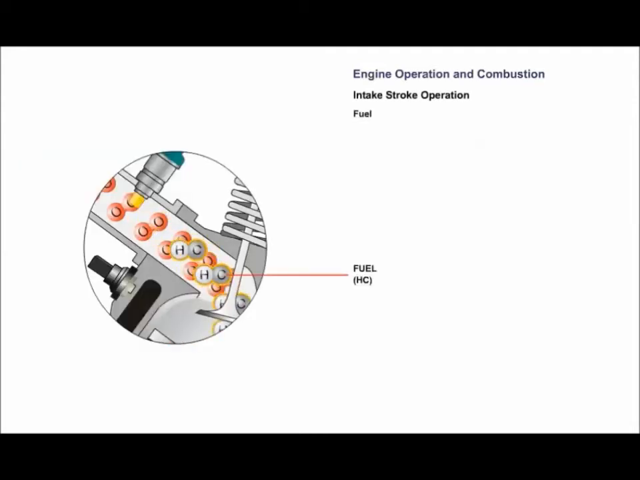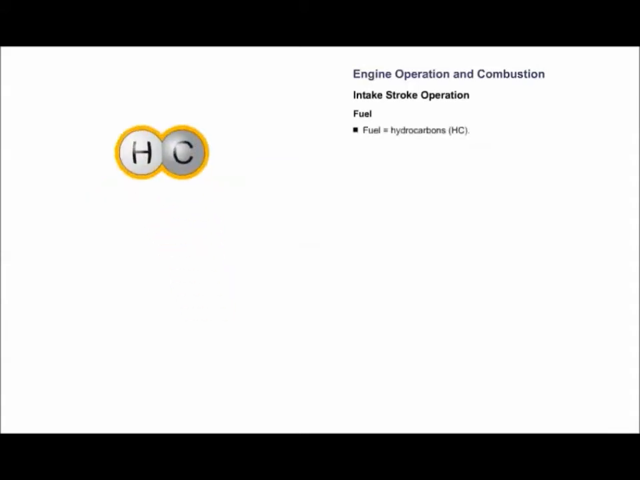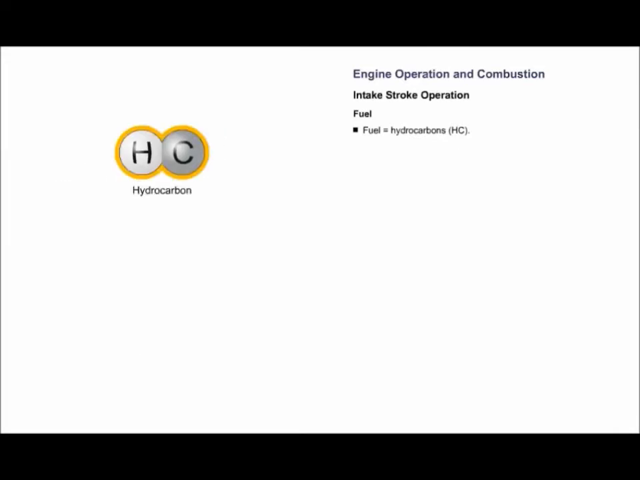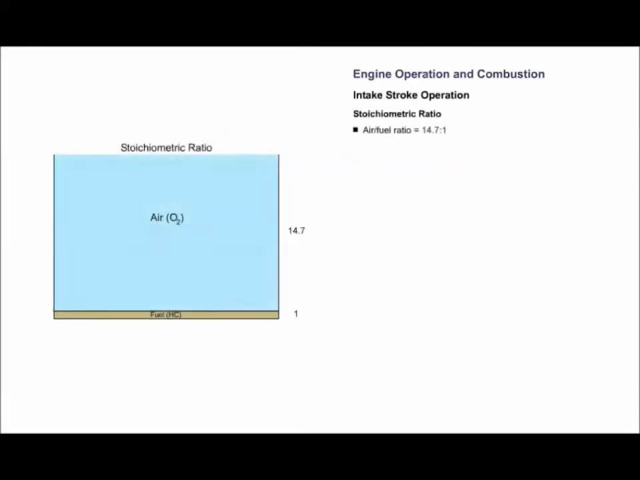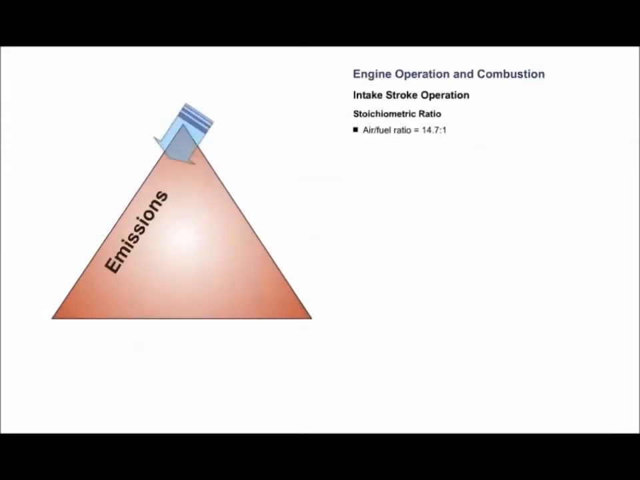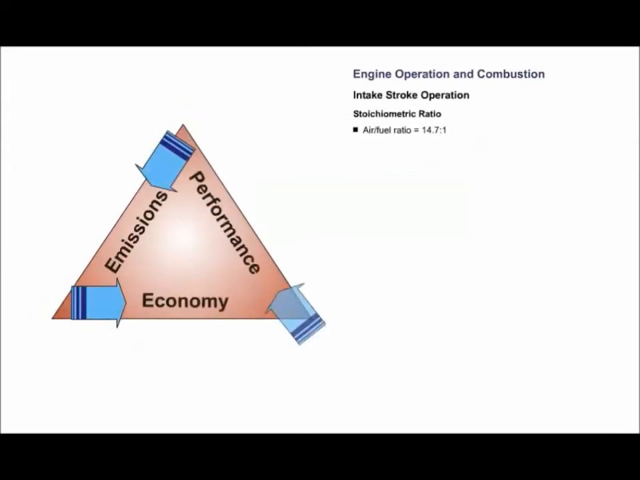A hydrocarbon is a hydrogen and carbon atom that has bonded together. Fuel is hydrocarbons. In other words, carbon and hydrogen atoms that have combined together. The stoichiometric air-fuel ratio by weight is 14.7 parts of air to 1 part of fuel. This ratio produces a good balance between emissions and fuel economy and engine performance.